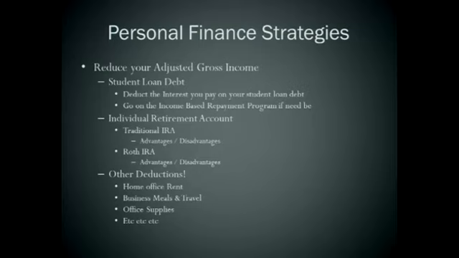Now, there's a couple different things that you want to consider when you're doing the income-based repayment program. First of all, it's based on your income. So if you're married and you're filing jointly, then your income is going to be based on what you're making as a couple. So if you're on the income-based repayment program, you might want to consider filing separately.